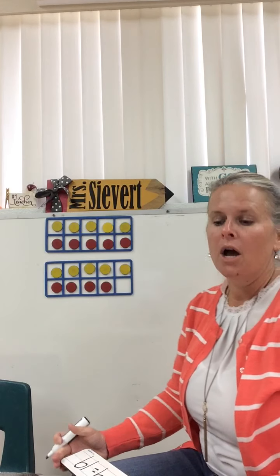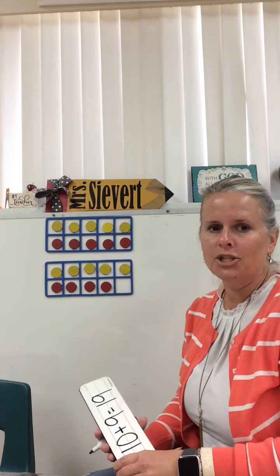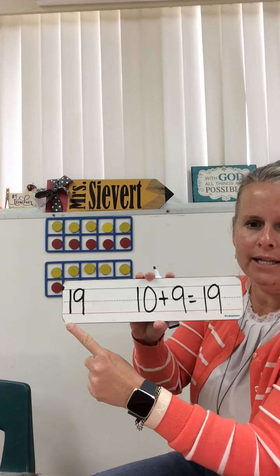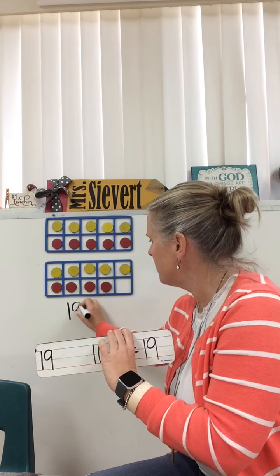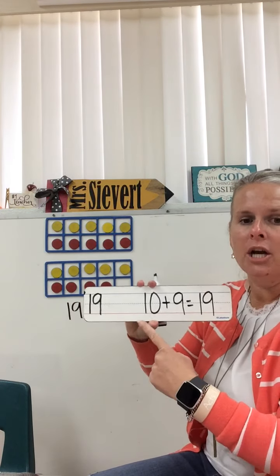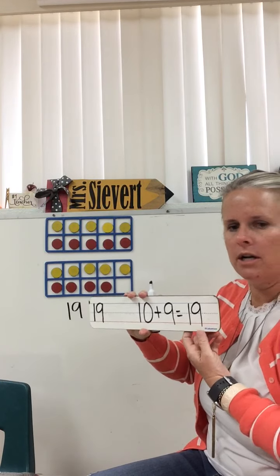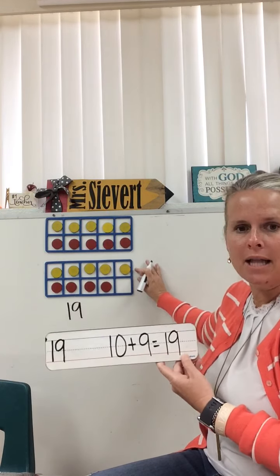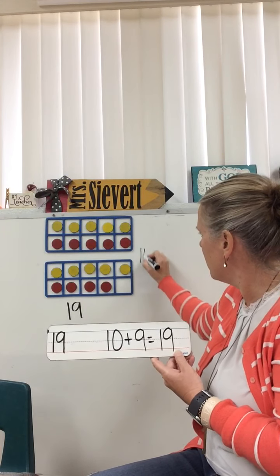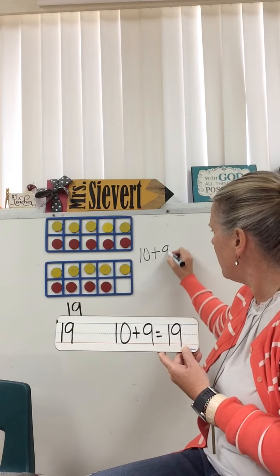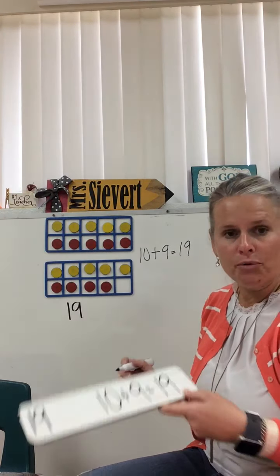Okay, so sorry. Are you ready for Jocelyn? Okay, so let's see Jocelyn. So Jocelyn had her 19. So how much did we have? She had her 19. There's the 19. That's how much. Then she did her 10 plus her 9 to equal 19. Okay, now are you ready for the challenge?